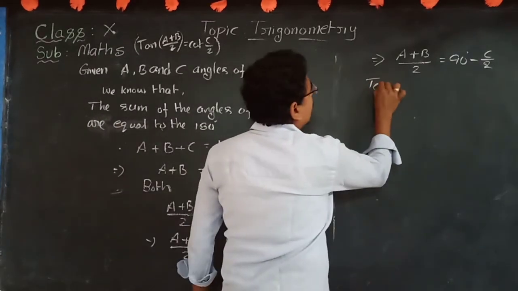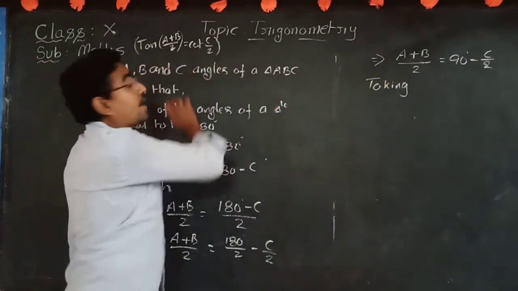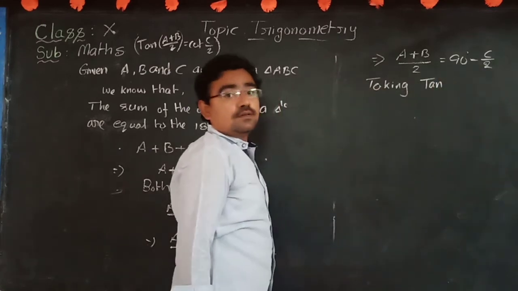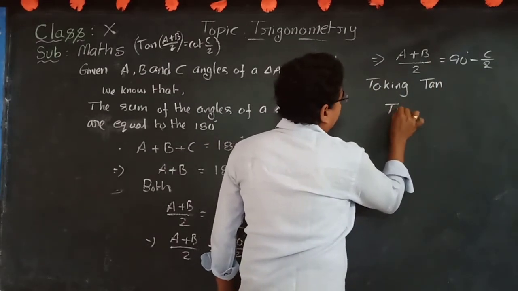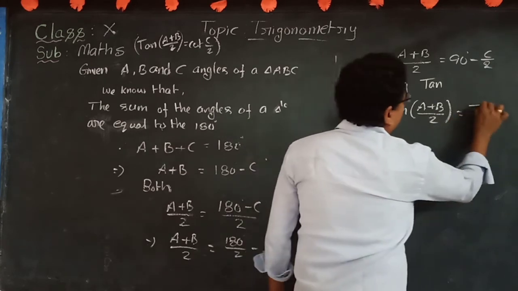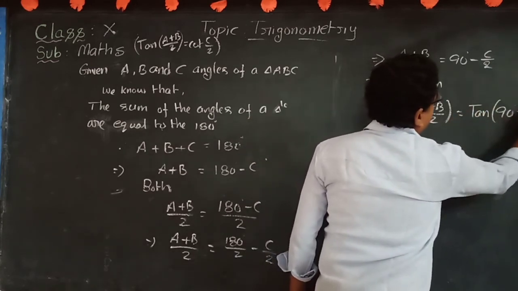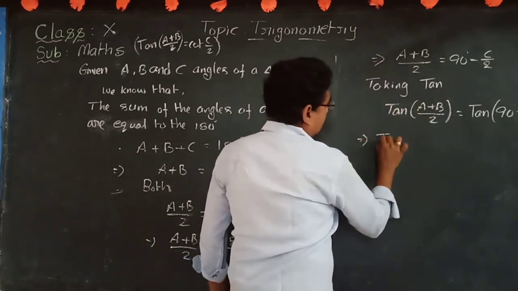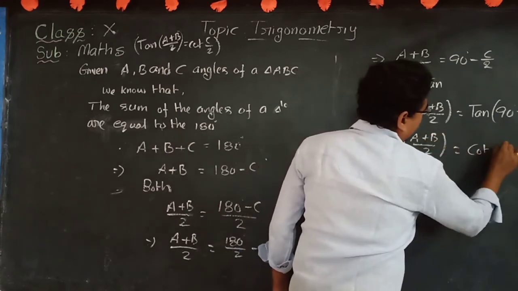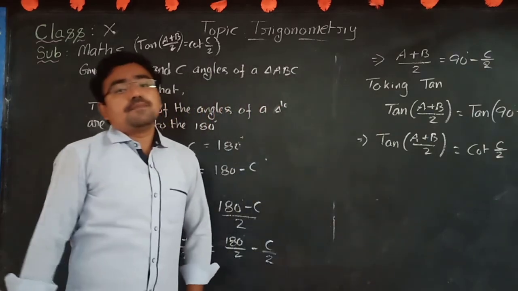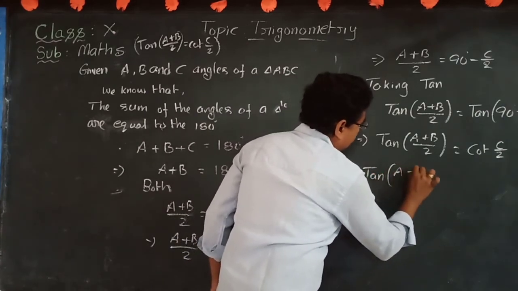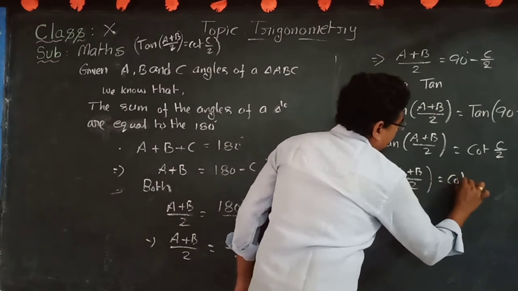Now, which ratio should we take? On the left side, we see tan in the condition, so we should take the tan ratio. Taking the tan ratio on both sides of the equation, we obtain tan of (A plus B) by 2 equals tan of (90 degrees minus C by 2). This implies tan of (A plus B) by 2 equals cot C by 2. Which property? Tan (90 minus theta) equals cot theta. By that property, we get tan of (A plus B) by 2 equals cot C by 2.